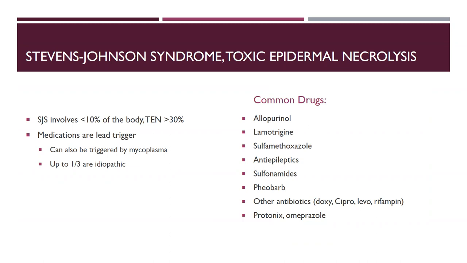So SJS and toxic epidermal necrolysis, TEN, are a spectrum based on size. SJS involves less than 10% of the body area. Full-blown TEN is greater than 30%. And that in between 10 and 30%, they just call it SJS/TEN overlap. We're really good at coming up with names.